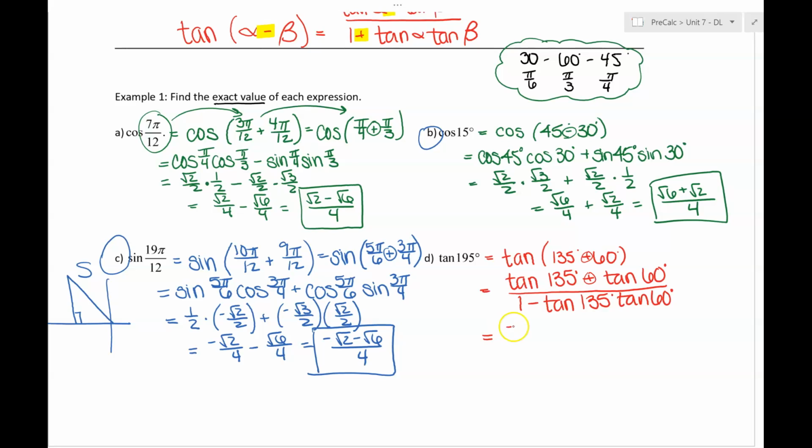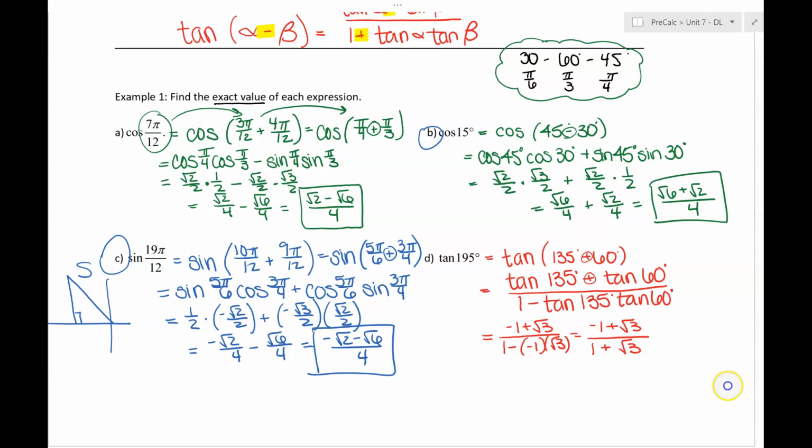Okay, so we have a negative 1 plus tangent of 60. First quadrant, it is the square root of 3, all over 1 minus negative 1 times rad 3. All right, so that means we have negative 1 plus the square root of 3 all over 1 plus the square root of 3. Just for fun, let's rationalize it.